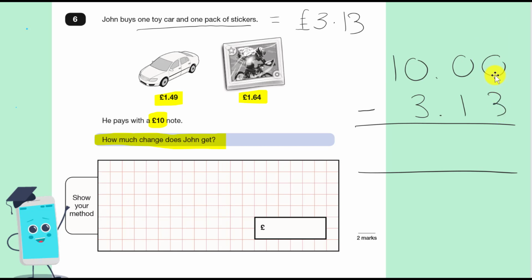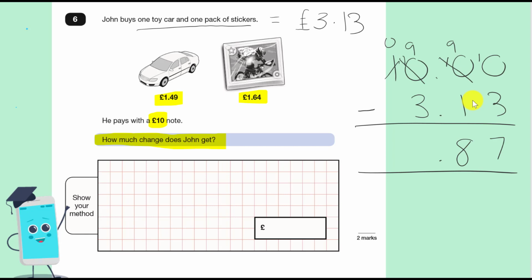I can't do 0 take away 3, so I need to borrow. Nothing to borrow here, nothing to borrow here, so I have to borrow from here. That's now left as a 0, and I exchange it there. Now I can borrow. That becomes a 9, and I can pop my 1 here. Now I can borrow. Take 1 away, that becomes a 9, and I can put my 1 here. So I'm going to keep going to my neighbour until I can bring 1 back. So I've now got 10 take away 3, which is 7. Then I've got 9 take away 1, which is 8.